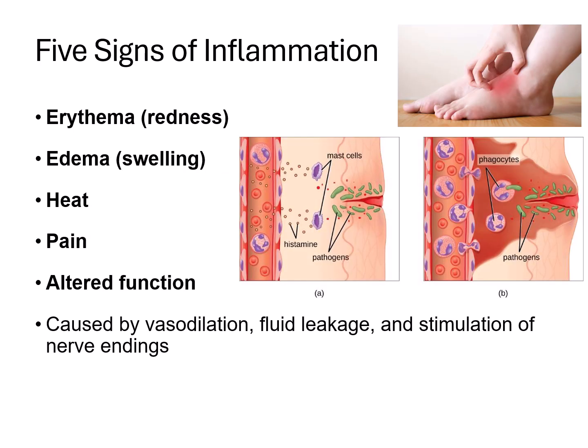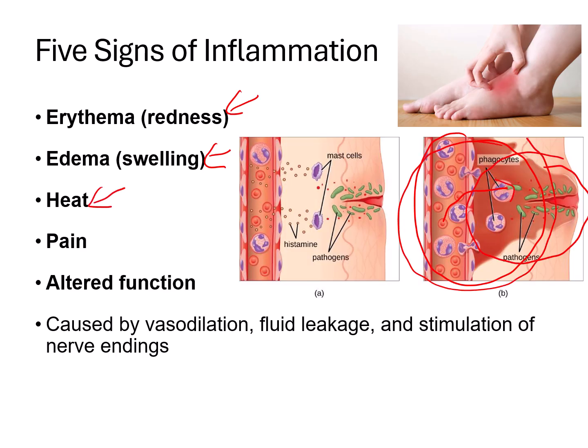The 5 major signs of inflammation include erythema, which is redness due to the increased blood flow to the area, edema or swelling because of the fluids entering the tissue site. Heat is also due to the increased blood flow to the area. Pain occurs when there is swelling and compression on the nerves in that region.